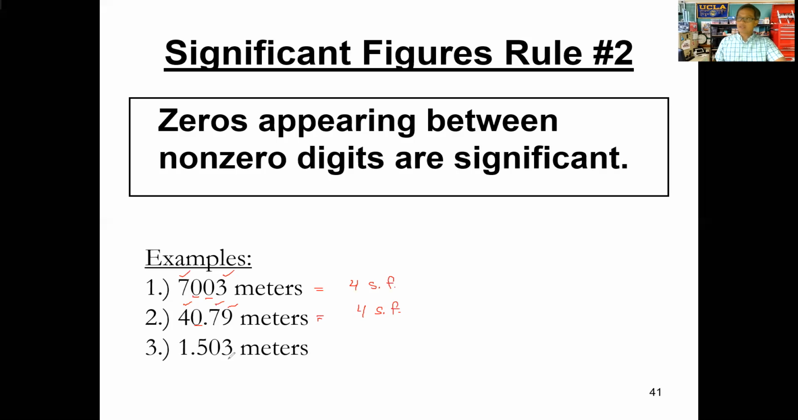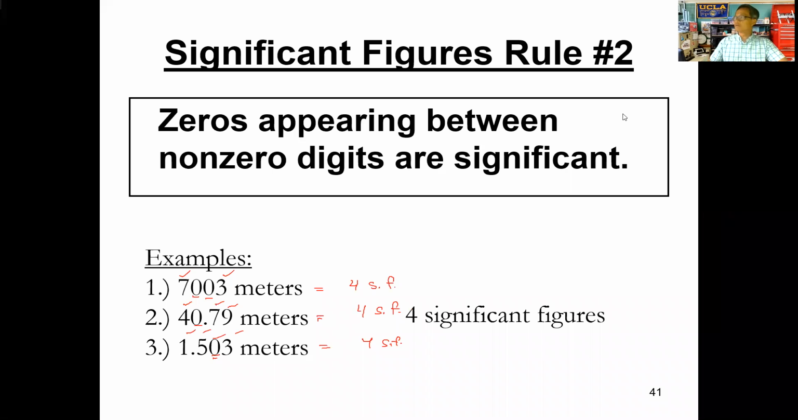All right. Let's take a look at the last measurement here. The number for this measurement is 1.503. The 1, the 5, and the 3 count. And this 0 here sits between the 5 and the 3. It is a 0 that appears between 2 non-zero digits, so it also is significant. So we have 4 significant figures in that number as well. So in all 3 of these measurements, we have 4 significant figures. All right, that's rule number 2.